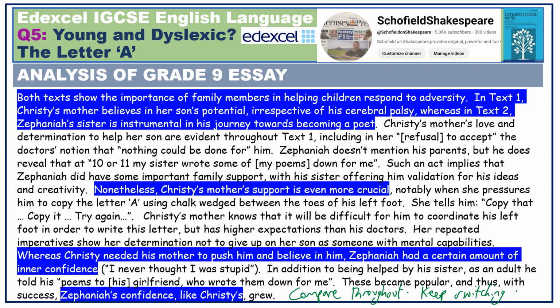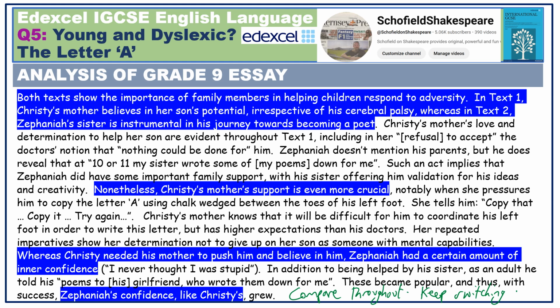Keep on comparing throughout the paragraph. In this particular paragraph, there is my initial similarity in the first sentence, which is dissected in the second. But notice the use of the comparative more, as well as the apostrophes used accurately. "Nonetheless, Christie's mother's support is even more crucial."